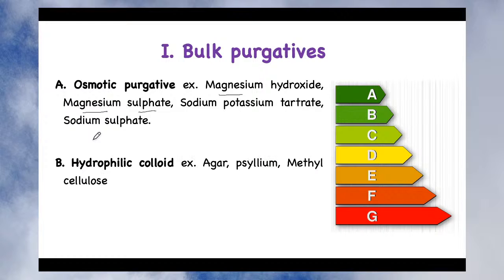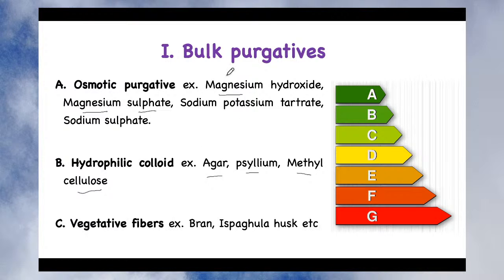The second subcategory is the hydrophilic colloid. The difference is that hydrophilic means water loving, so they attract more water. Examples of such drugs are agar, psyllium, and methyl cellulose. These are hydrophilic colloids since they are water loving, and when they attract water, they increase the bulk of the intestine. Since the overall result is an increase in the bulk of the intestine, they come under bulk purgatives.